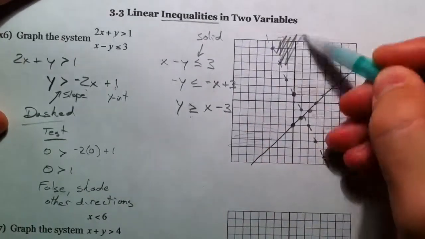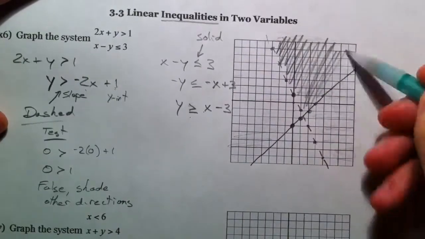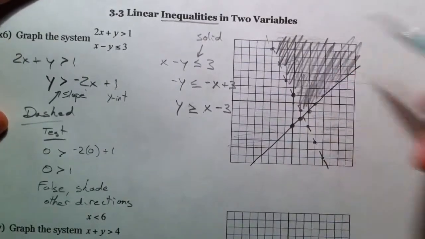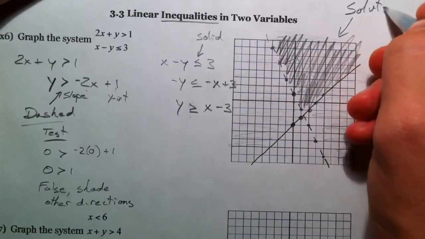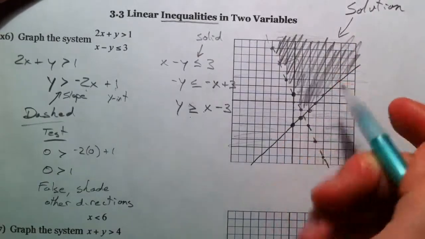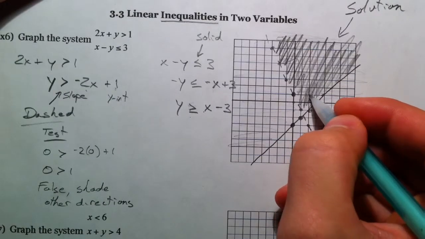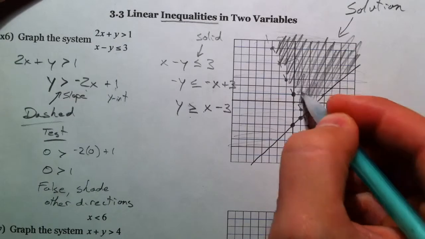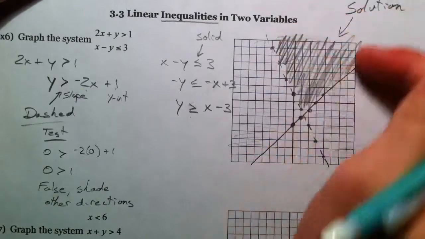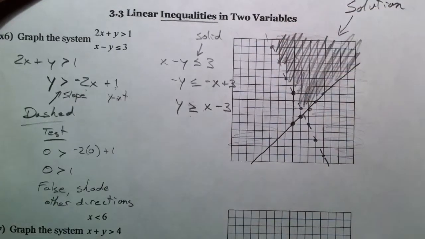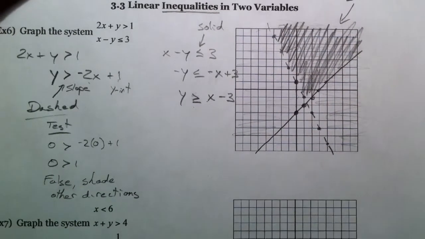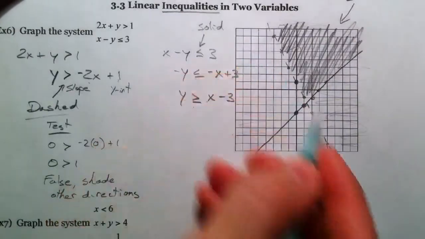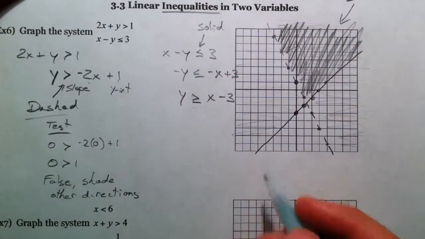Where's the intersection of those two? They both overlap right here, and so that is your solution. Not one point, not a bunch of points, but you could pick out 2, 1, 3, 2, 5, 5. There are infinite solutions to this, and that's why we graph it rather than start listing all of the solutions. Let's try another one. Remember that one was dashed, one was solid.